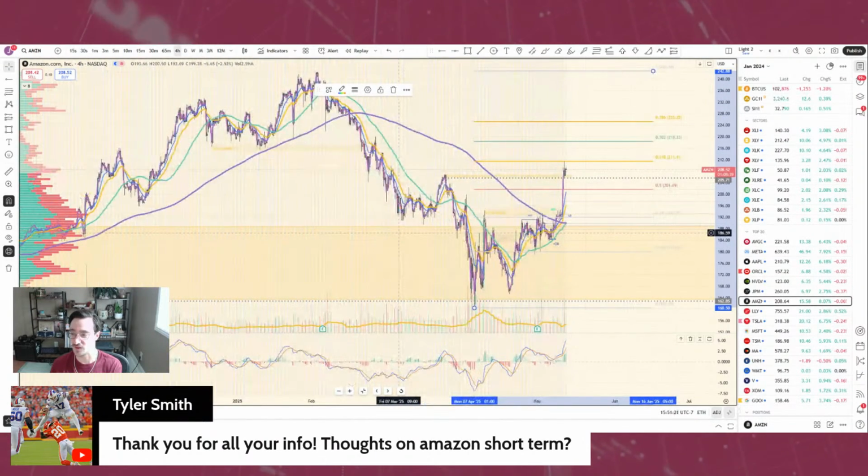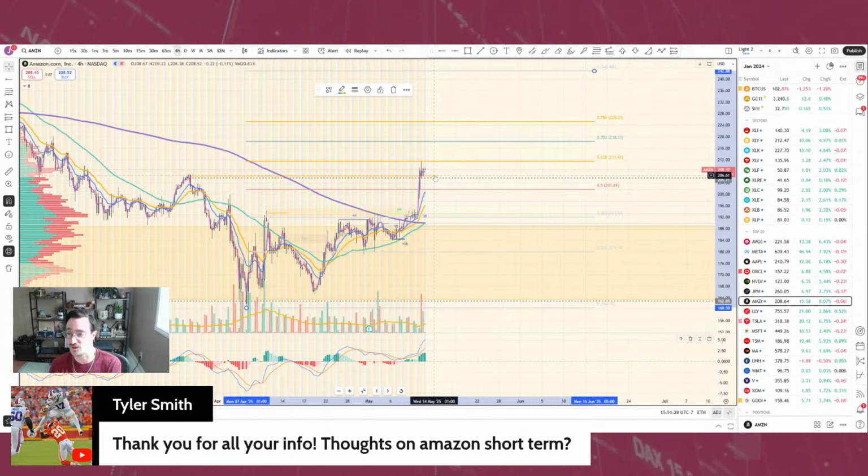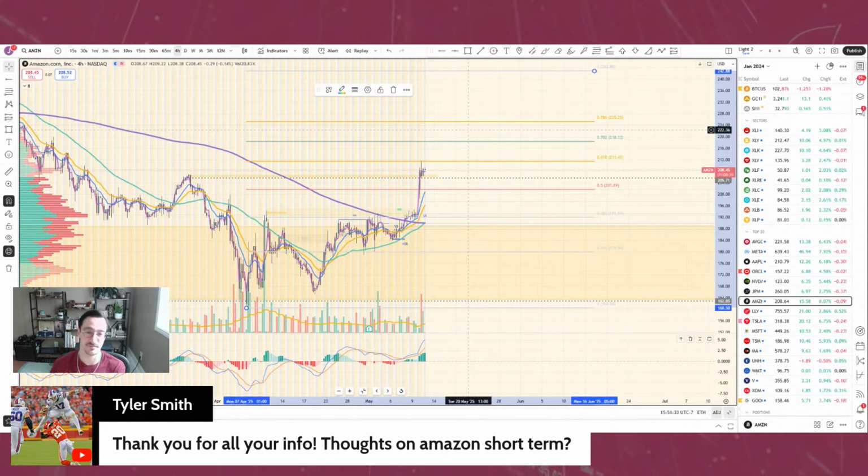But I think what we would like to see here is a few days of flagging, holding this high, definitely holding the 50 fib, call it 200, and then a nice push up to 220 to 225. That's what I'd be looking for there.